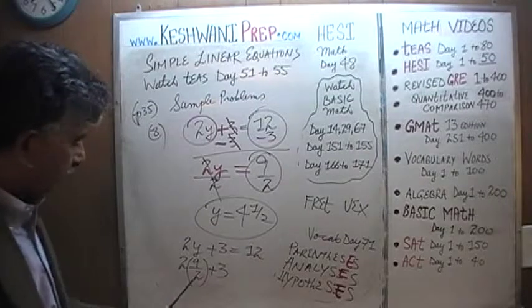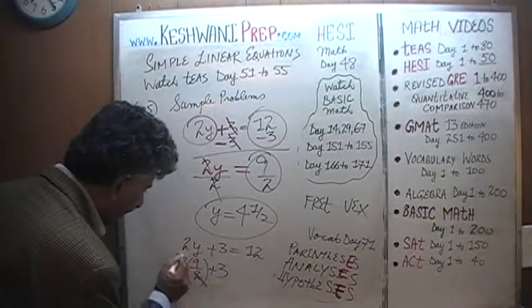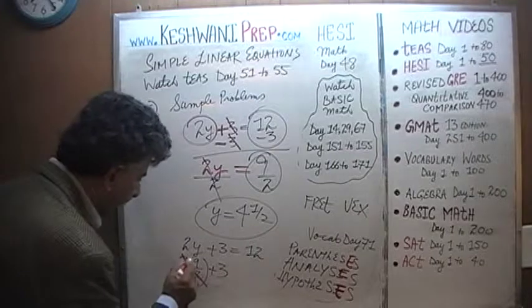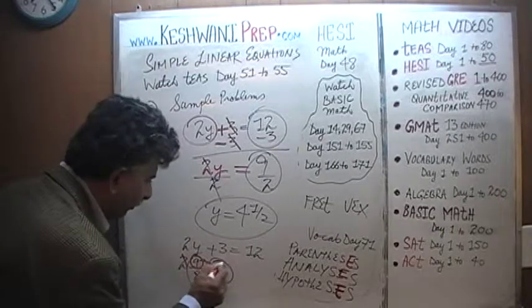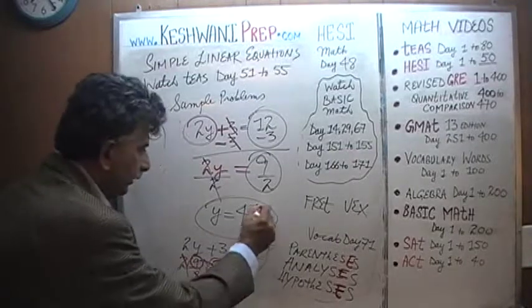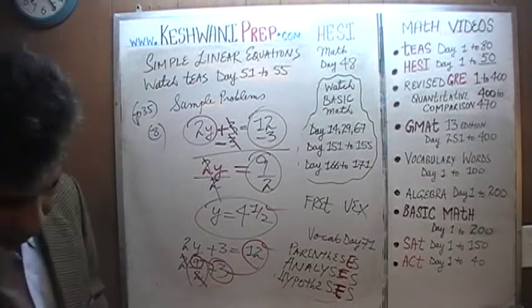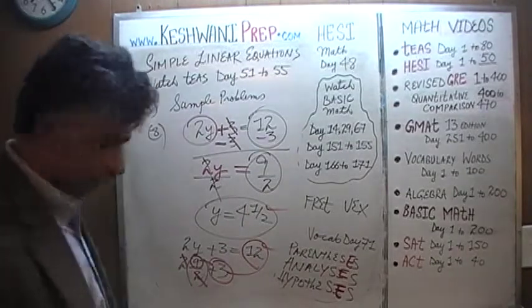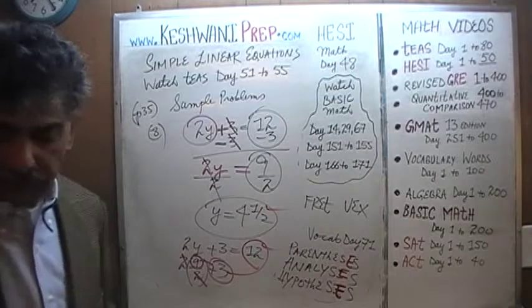We have 2 on the top and 2 on the bottom. They're going to cancel out. What we end up with is 9 plus 3, and 9 plus 3 is 12, which is exactly what we have here. It works. It's verified. Let's do the next one, number 9, the penultimate one.